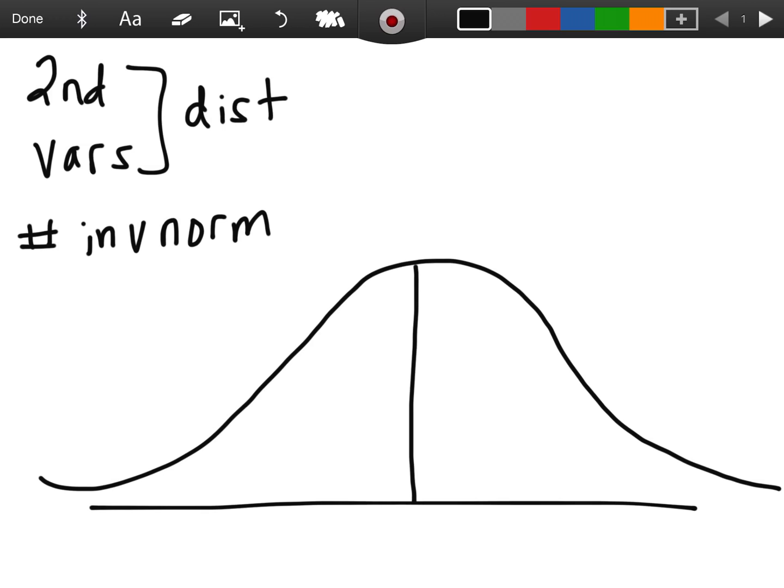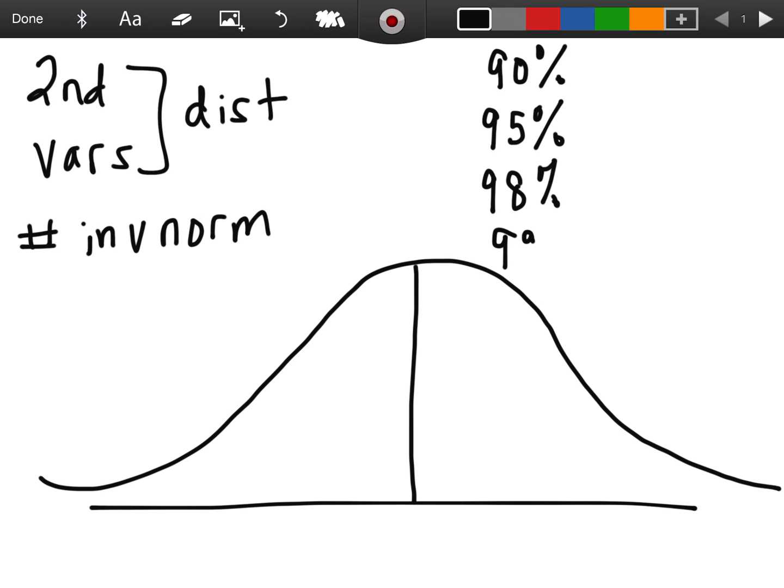So we're going to do 4 different confidence intervals. We're going to do a 90% confidence interval, a 95% confidence interval, a 98% confidence interval, and a 99% confidence interval. And one thing I want to remind you: the bigger the confidence, the bigger the span, so the wider our range is.